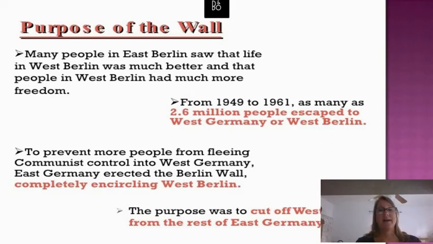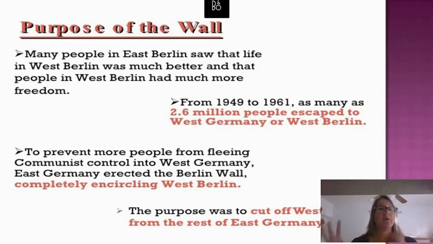Okay, the last thing we're going to do today for our timeline is the Berlin Wall. So, what was the purpose of the wall? Well, if you remember from last week, Berlin is divided into East and West Berlin. West Berlin is controlled by France, the United States, and Great Britain. So, we've got democracy going on. And then East Berlin is controlled by Russia, communism.